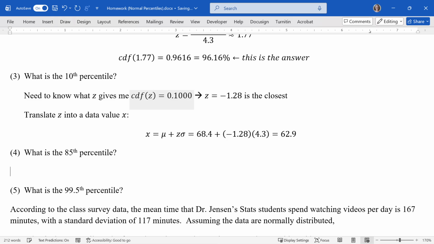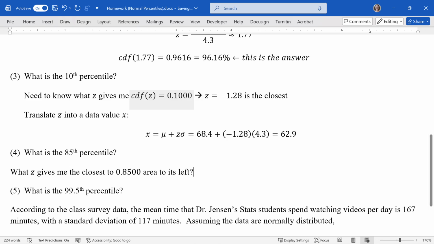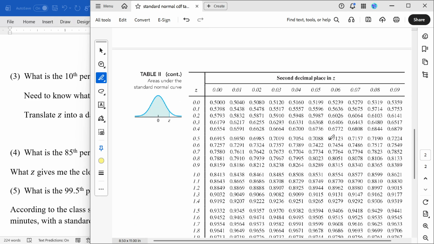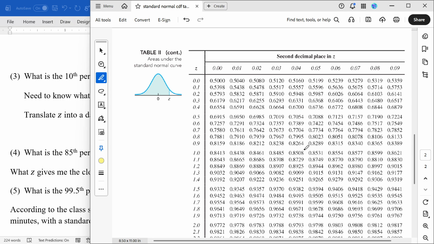So again, we need to figure out what z gives me closest to 0.8500 area to its left, or in other words, the CDF value of 0.8500. So I'm going to come in my table here, looking at these values in the table, not at z along the edge, 8500. So it's between these two, and I see the second one is a little bit closer. So I'm going to go with 1.04. So 1.04, not 1.4. 1.4 would be down here. 1.04.